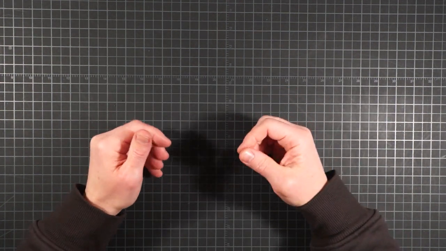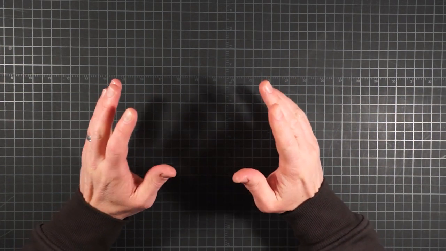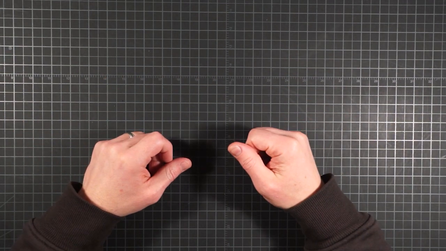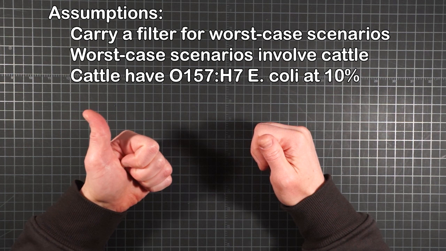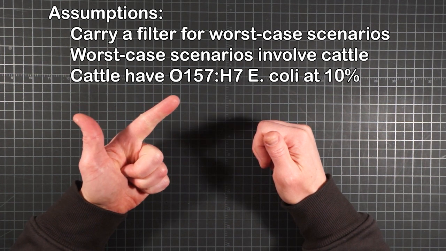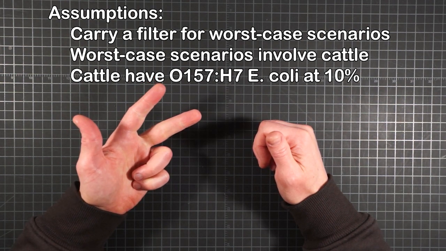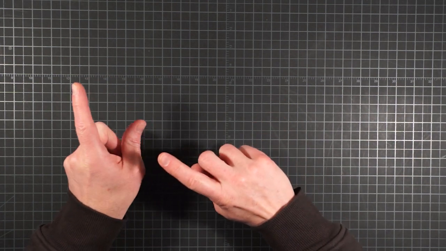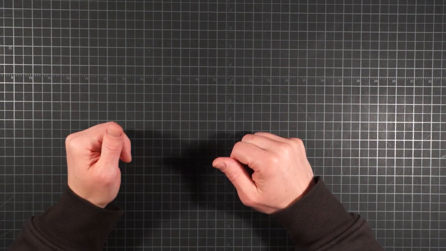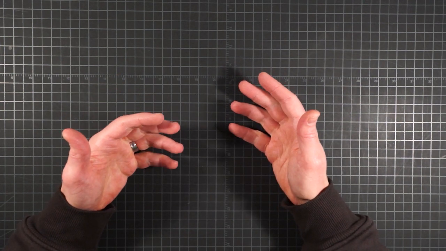In order to perform some filtration math on bacterial threats, I'm going to proceed with the following assumptions, which I want to be upfront about so you can judge for yourself the value of any conclusions reached. You carry the filter specifically for the worst case scenarios. Worst case scenarios for contamination involve cattle, and cattle contain the harmful strain of E. coli at a rate of 10%. I picked the 10% from the range of 1 to 30 because it's conservatively below average and it's a nice round number.